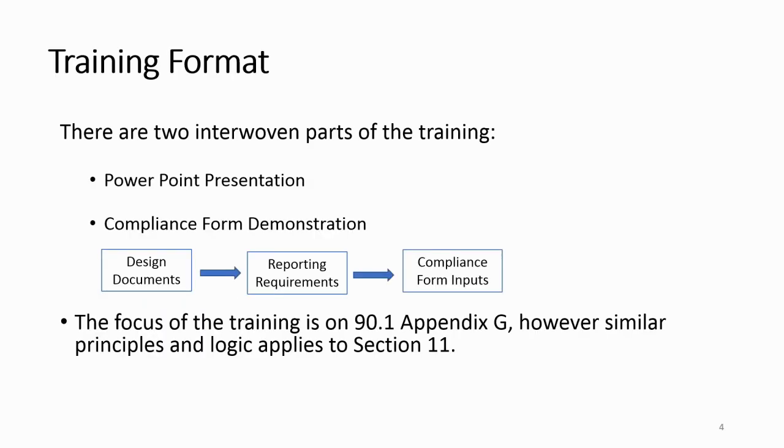So the training format includes a PowerPoint presentation. Again, as Rose mentioned, the slides are available at PNNL or at the DOE website. We will also have, throughout the training, demonstrations on how to fill out the compliance form. So for each building system, for each type of input, we'll discuss what kind of information is available for you on the design documents, what are the related reporting requirements of 90.1 Section 11 and Appendix G, and then there will be a demonstration showing how to capture this information in the compliance form.